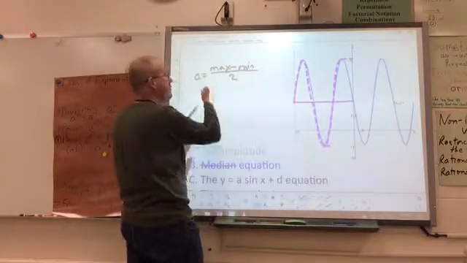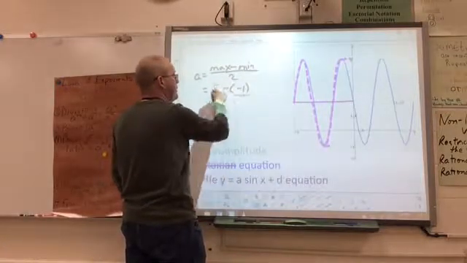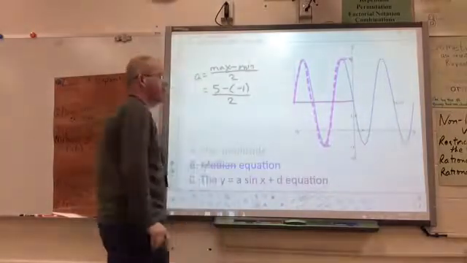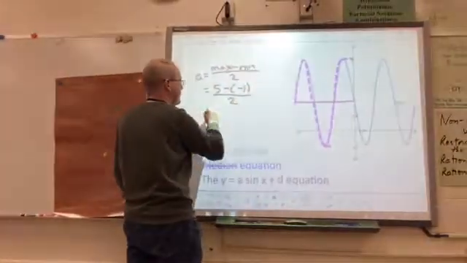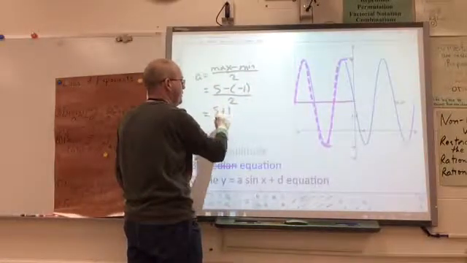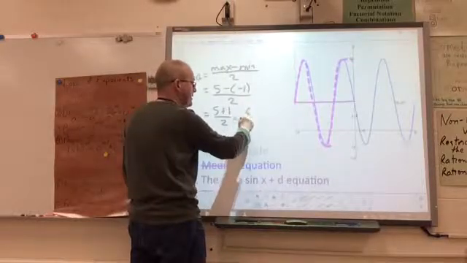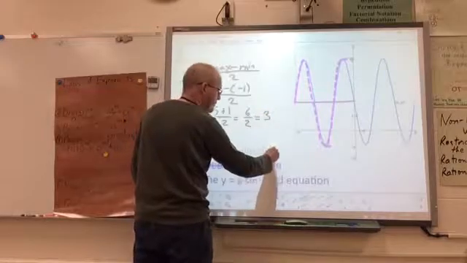So the maximum value is 5. The minimum value is minus 1 over 2. Now, 5 minus minus 1 is 5 plus 1. 5 plus 1 is 6. 6 divided by 2 is 3. So the amplitude is 3.